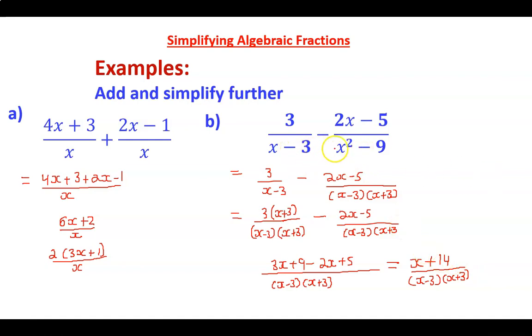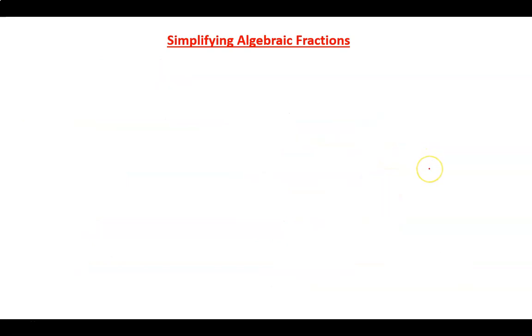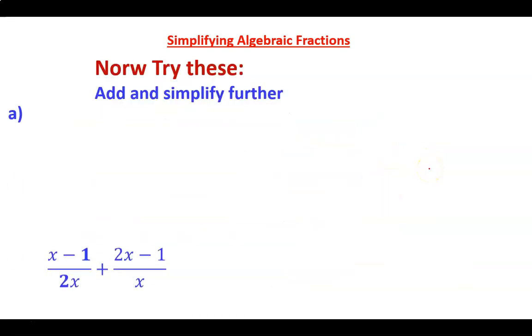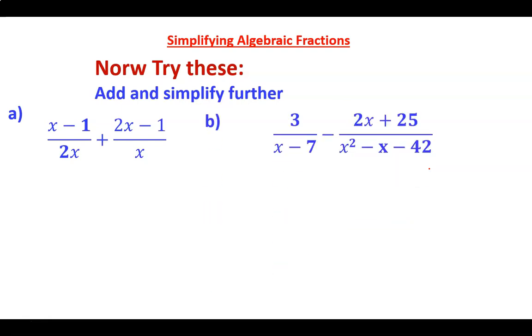This is how you do it when you got two denominators which are not the same. You need to look at them and see if you can factorize or simplify one of them so that you can change one of them to the other one. Okay, now I got here two questions for you to try. You can stop the video and try them. Fine, I think you have tried, so let's do it together.